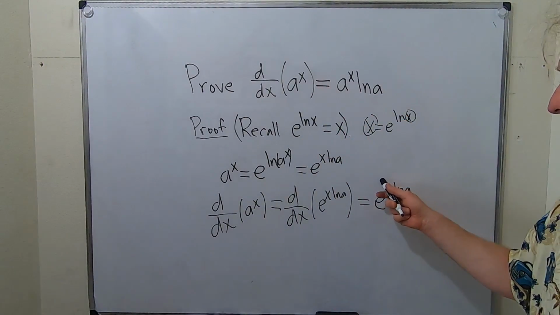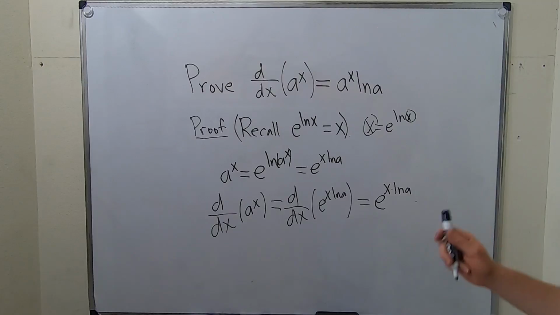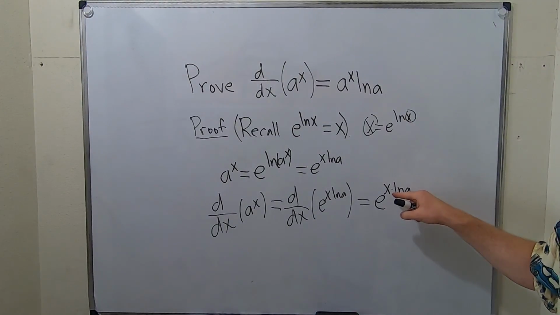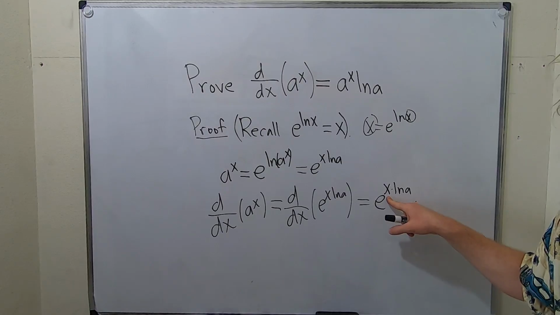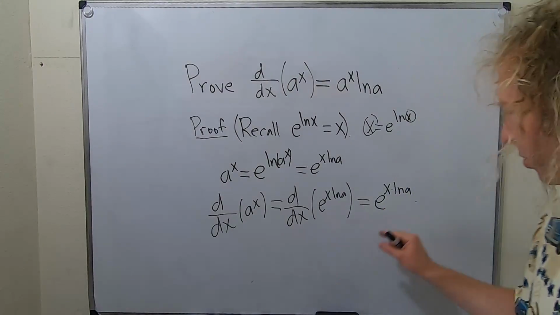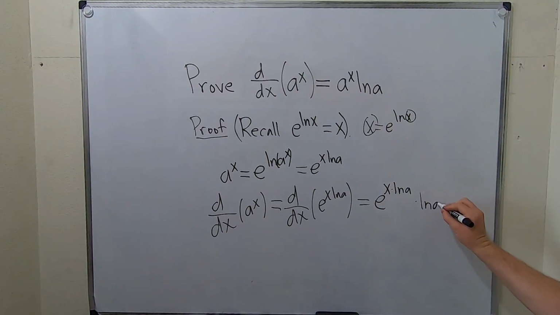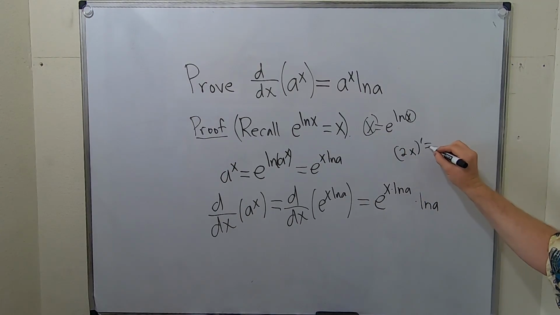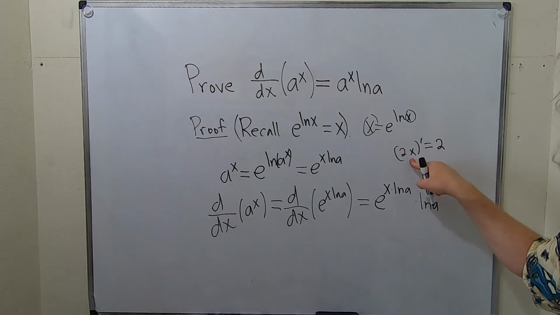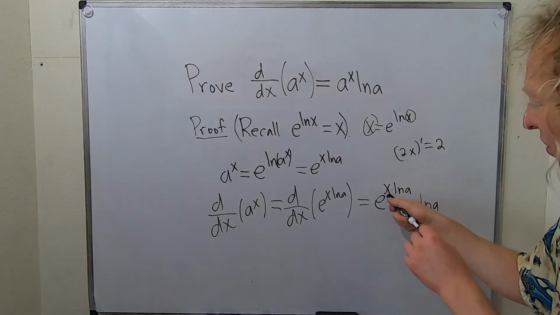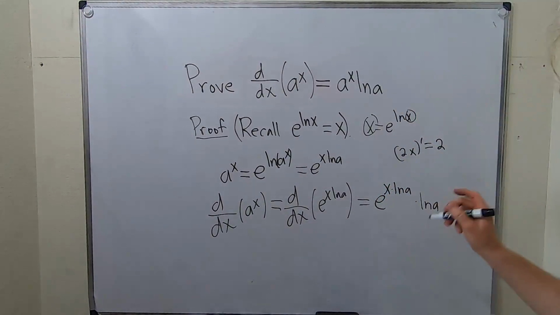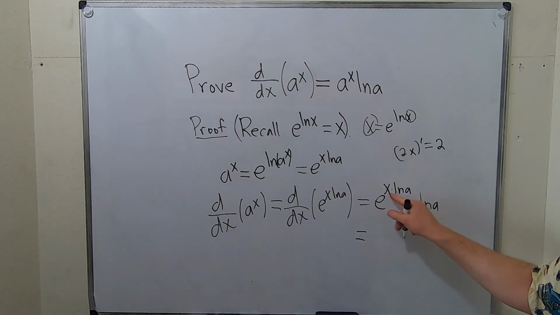When we take this derivative here, keep in mind that a is a constant. So when we take the derivative of x times ln a, the derivative of x is 1, so we're just left with ln a. Again, this is a constant. It's like if we had 2x and we took the derivative, we would just get 2, because the derivative of x is 1. Same thing here, we're left with ln a, which is a number, a constant.